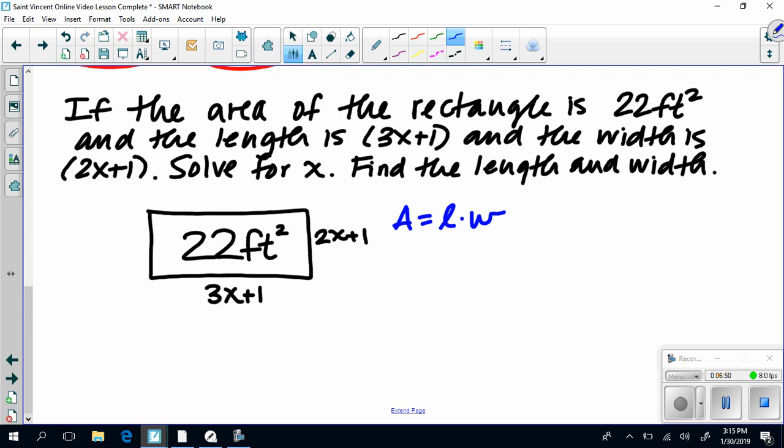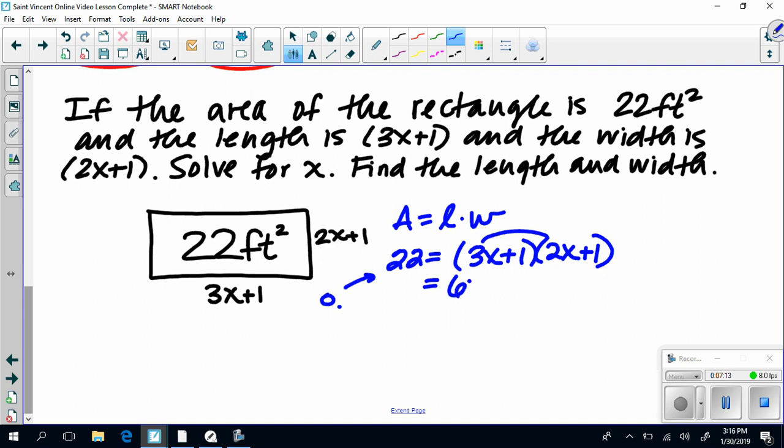So if I take a look at this formula and I substitute, area is going to be 22, and length times width is 3x plus 1 times 2x plus 1. If I look at that, how do I take 2x plus 1 times 3x plus 1? Because this is not equal to 0 yet. There's no 0 here. You have to get a 0 there. So you do need to FOIL.